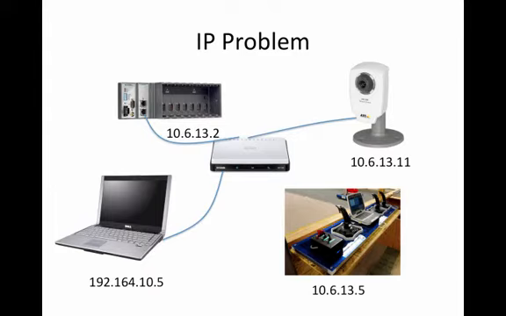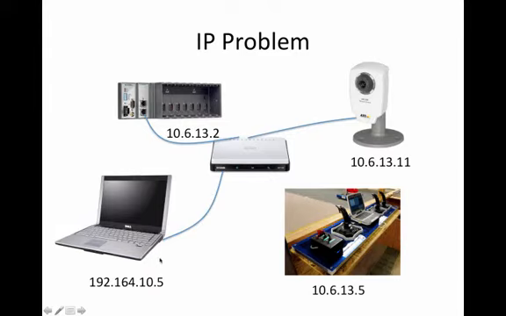Okay, well, if this computer wanted to communicate with the CRIO and this was going to communicate back, they no longer could, because the CRIO would be sending a message to 10.6.13.5, but none of the components on this network have that IP address anymore. This one has been changed, and so this is no longer going to work.